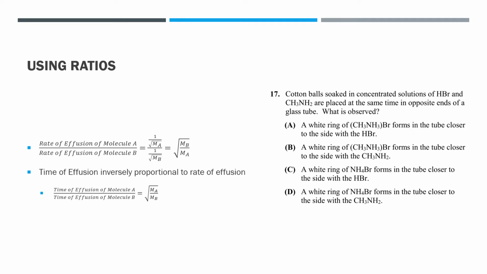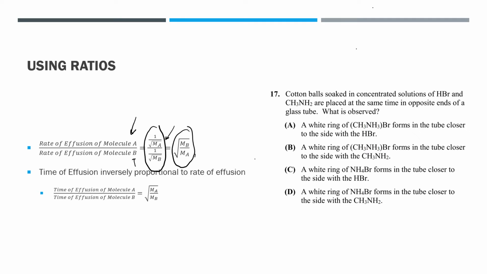So if we wanted to look at the relative rate of effusion of a molecule A versus a molecule B, we know that each rate of effusion is proportional to some constant that's the same, divided by the square root of the molar mass. So the constants will cancel out, and we just get 1 over the square root of molar mass of A divided by 1 over the square root of molar mass of B. And we can simplify that to get that the rate of effusion of A over the rate of effusion of B is equal to the square root of molar mass of B divided by molar mass of A.